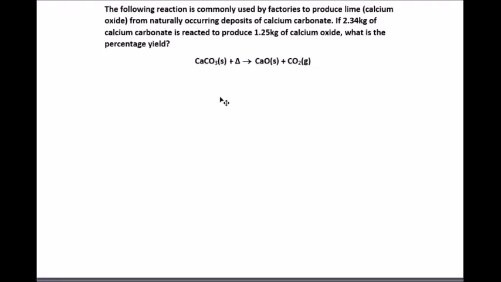The following reaction is commonly used to produce lime, calcium oxide, from naturally occurring deposits of calcium carbonate. So if 2.34 kilograms of calcium carbonate is reacted to produce 1.25 kilograms of calcium oxide, what is the percentage yield? Okay, let's start out with our percentage yield formula, which you guys mostly know, I think.